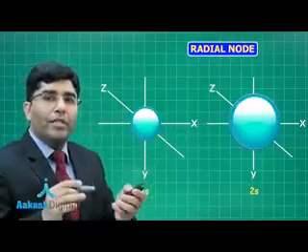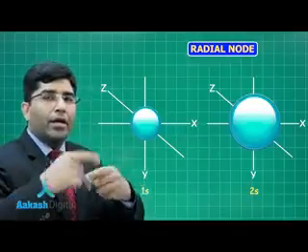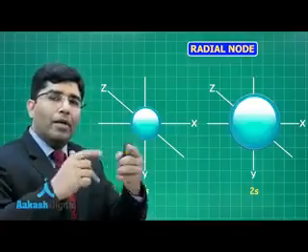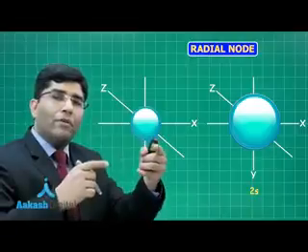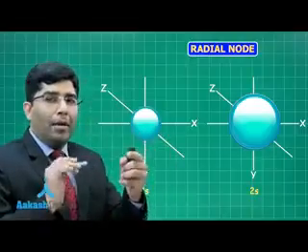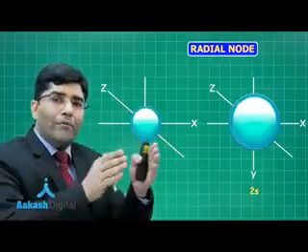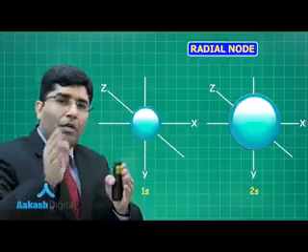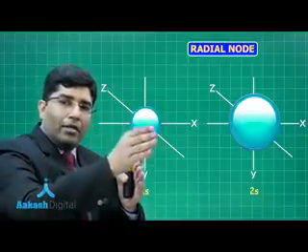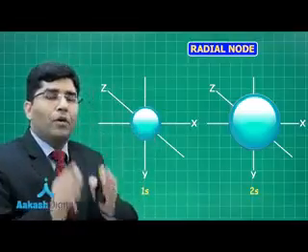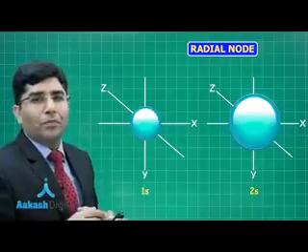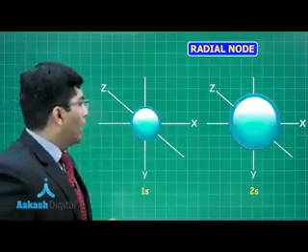So we are changing the radius. The radius of K will be different from the radius of L, and that will be different from the radius of M. So there will be a gap between the first shell, the second shell, and the third shell. Those gaps are called radial nodes. Let's solve one question based on that.